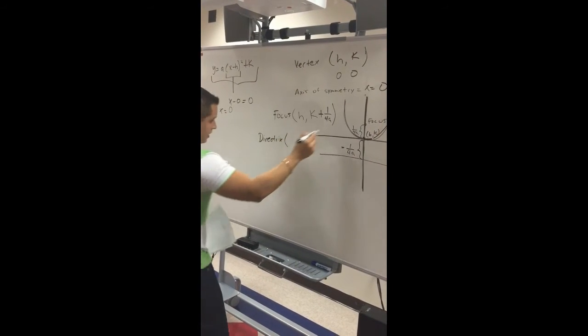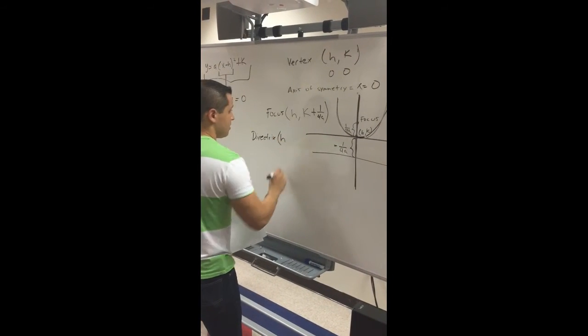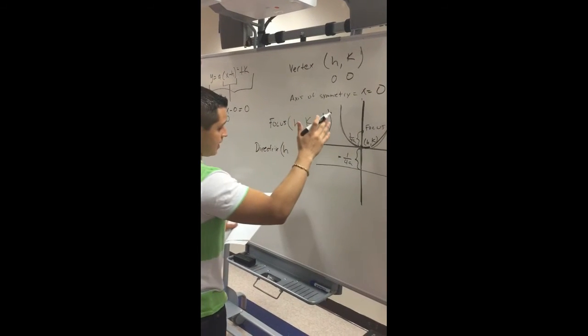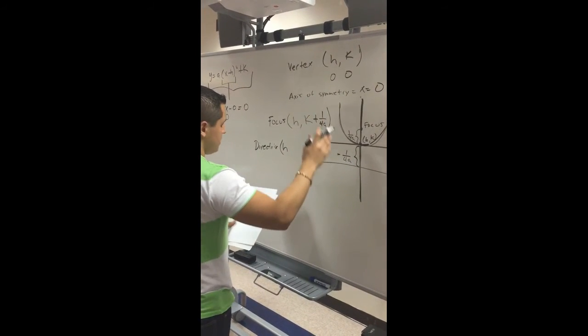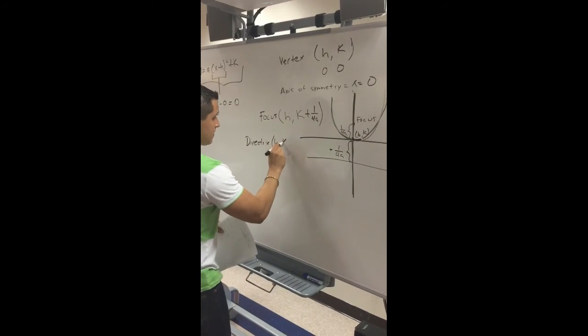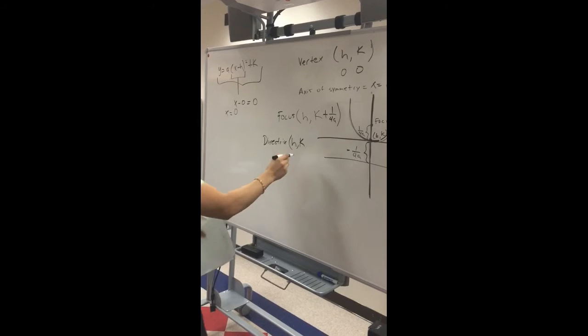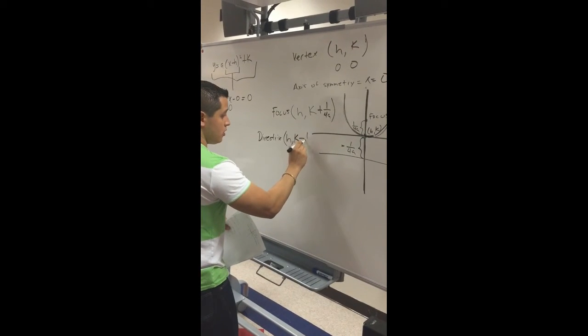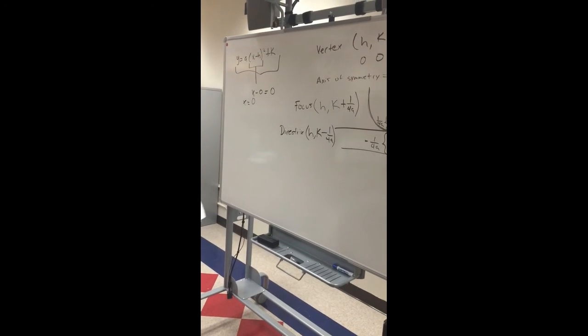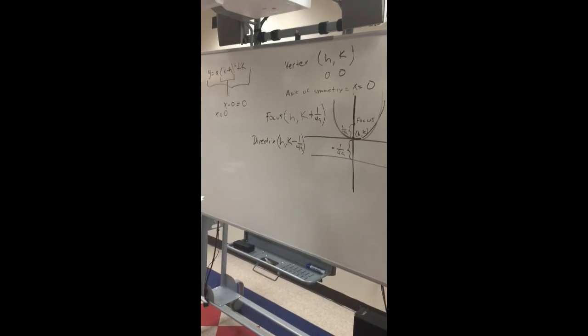So for the directrix, we're going to have h again, because we're not doing anything to the h. The x coordinate is going to stay where it is, and it's going to be k. Since we did plus over here, it's going to be minus 1 over 4a. So now we have the directrix, the focus, and the axis of symmetry.